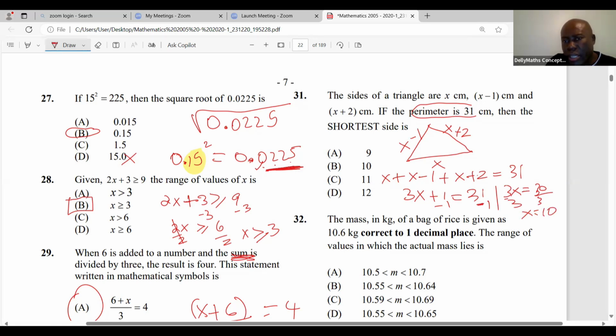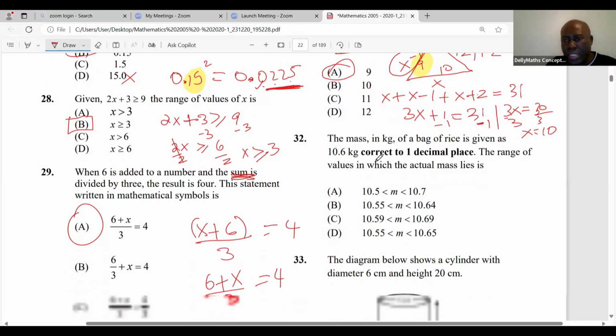So x is equal to 10. But in response to the question for the shortest side, the shortest side is going to be 10 minus 1, which is 9. This side is going to be 12 and this side is going to be 10. So in response to the question, the shortest side is x minus 1, so it has to be 9. All right, so let us pay attention to details right there.